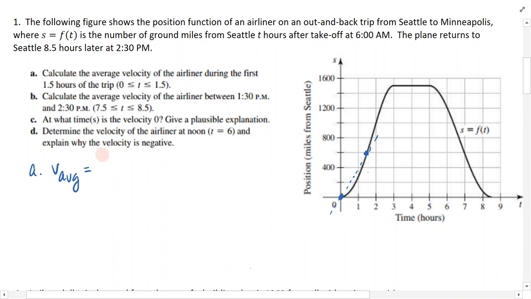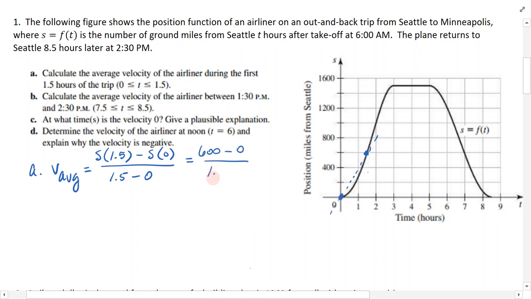So it would be the value of the position function at 1.5 minus the value of the position function at 0 divided by that time 1.5 minus the time of 0. So when the time is 1.5, the function is at 600, I should say. So 600 minus, when time is 0, the function is at 0.